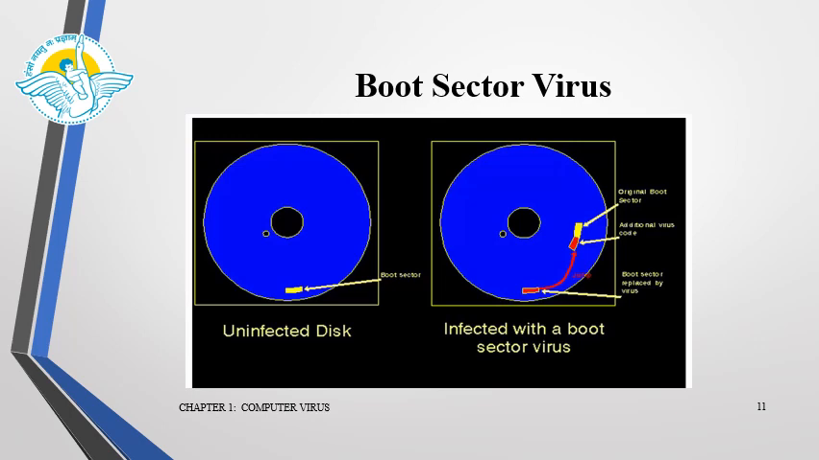You can see here in the illustration, on the left hand side there is an uninfected disk, and on the right hand side the boot sector which is infected by the boot sector virus.